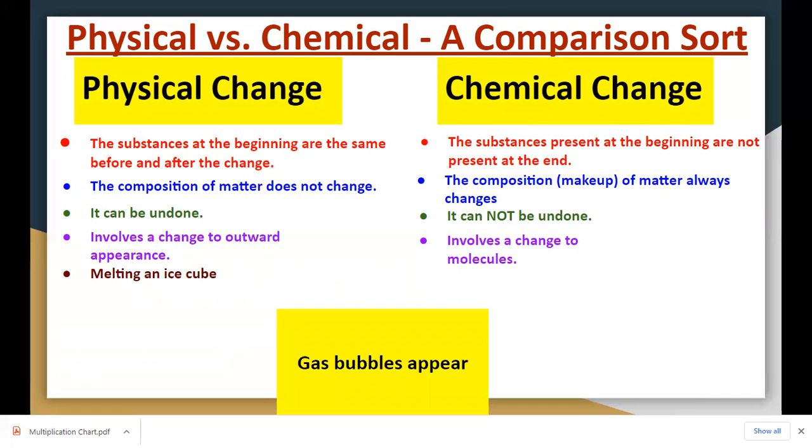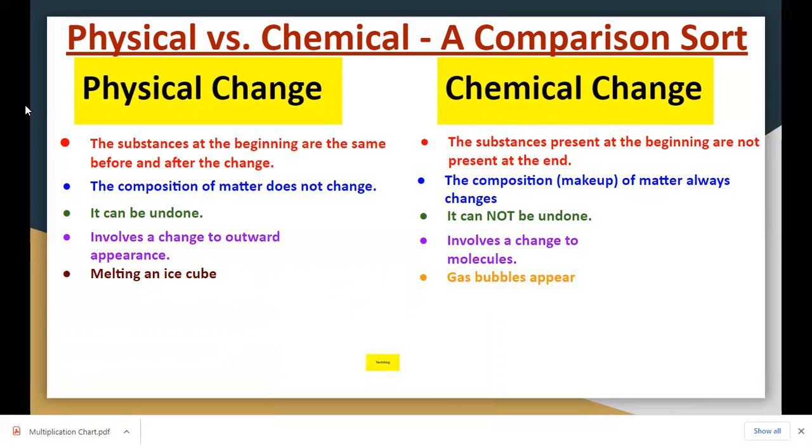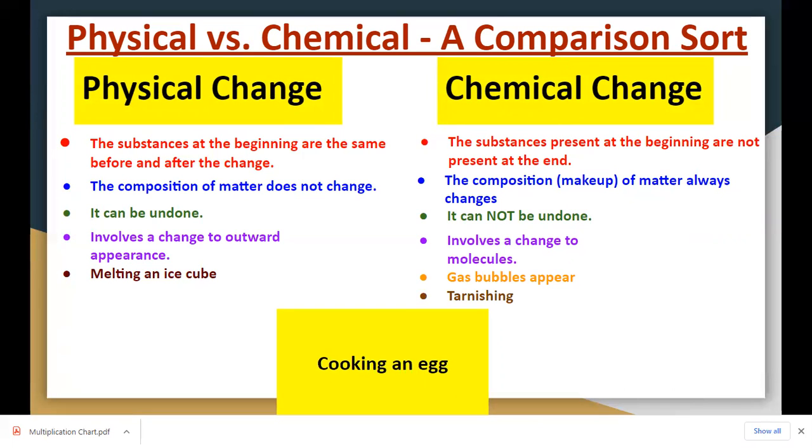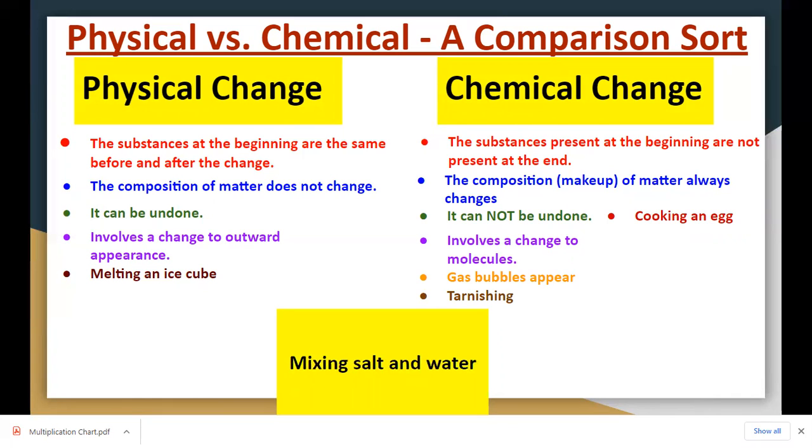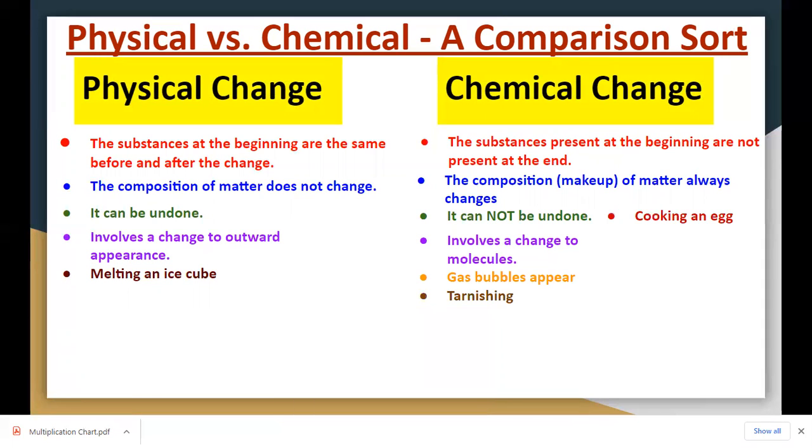Gas bubbles appear. That is a chemical change. Tarnishing, it's kind of like rusting in a sense, only it's with silver. Yes, that's a chemical change. Next, cooking an egg. Physical change or chemical change? Well, that is a chemical change because the egg does not retain its same properties after it's cooked, does it? No, it does not. So it's a chemical change. Mixing salt and water. Don't get this one wrong. Mixing salt and water. That is a physical change because it's a solution, it's dissolving, it's not chemically bonding in any way, shape, or form.